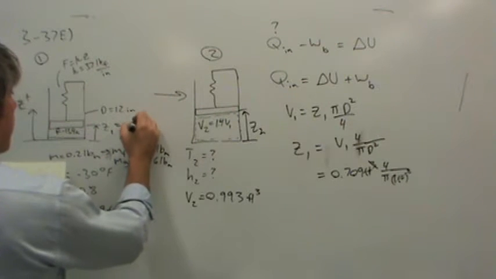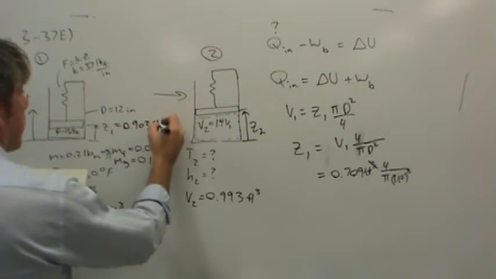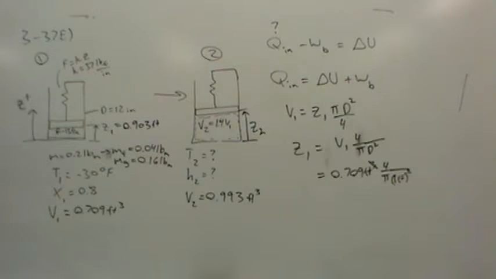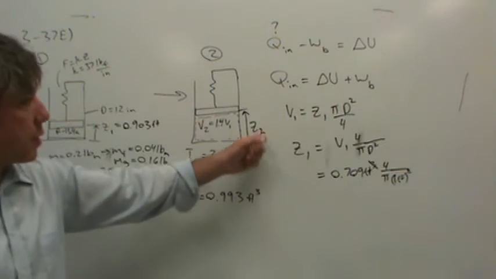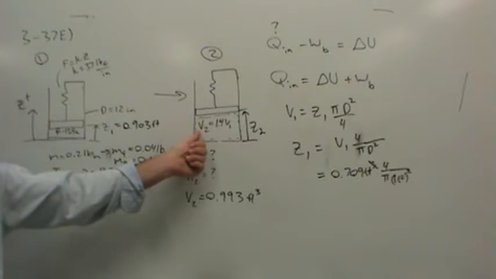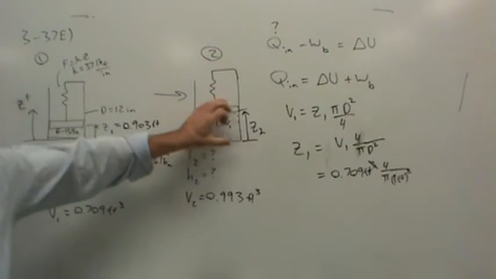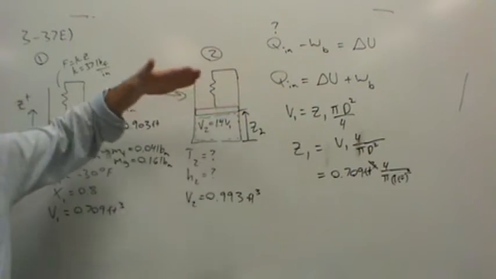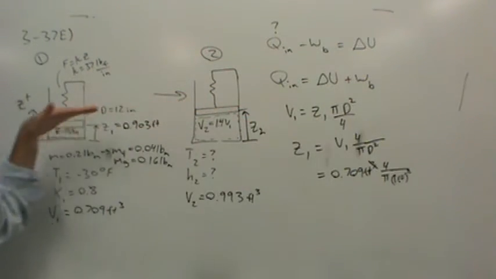Good. I got 0.903 feet. I rounded it up. Okay, so there's the height in state one. What do you suppose the height is in state two? Well, think about it. V2 and V1 are calculated based on the height times the area, right? That area is the same in state 1 as in state 2.